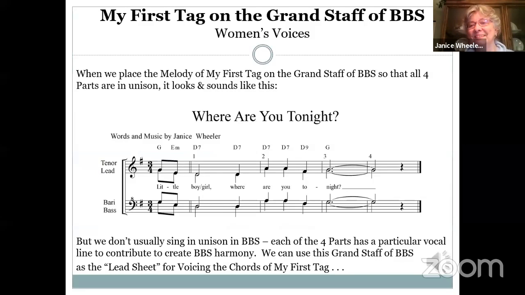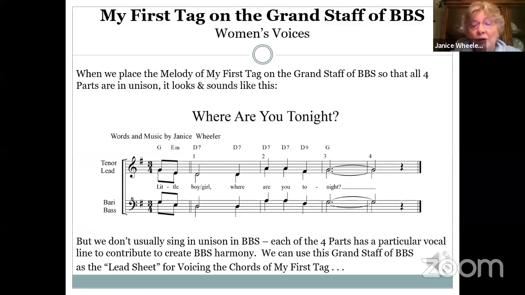So everybody's singing the same note at the same time. So we're all in unison there, but we don't usually sing that way. Each of the 4 parts has a particular vocal line to contribute to the barbershop harmony.